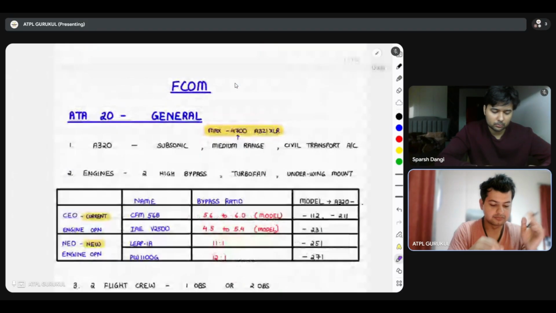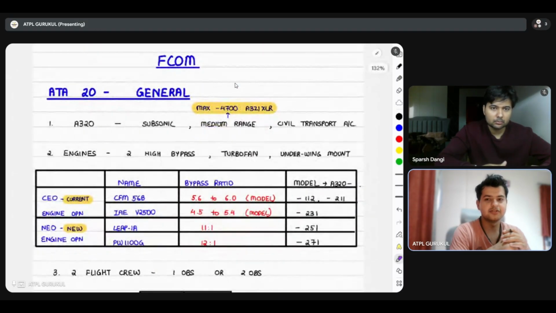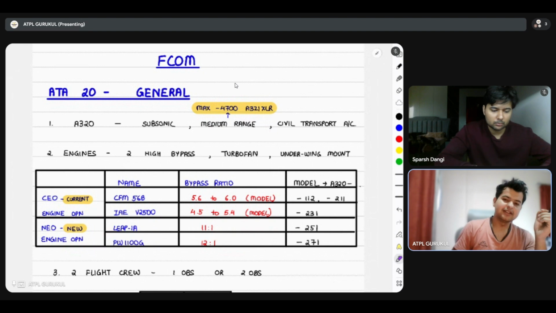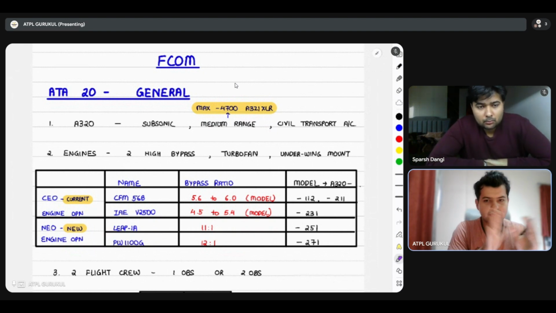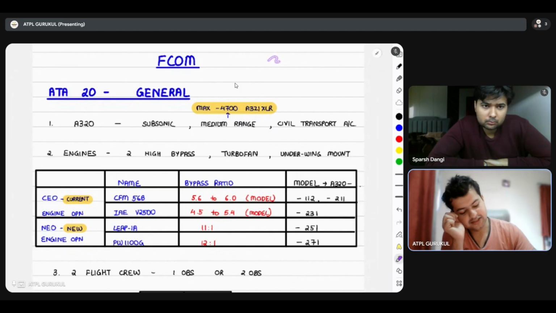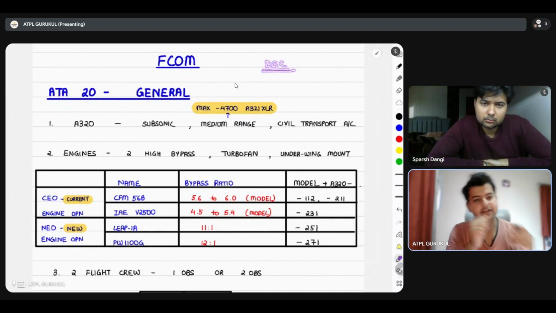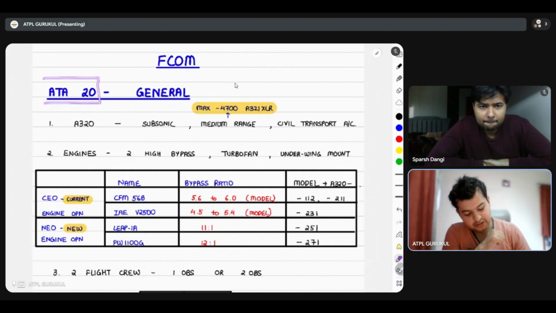Let's start with FCOM. I believe you have completed the first part through your CBTs that are provided to you, right? Great. Now let's start with FCOM. As briefed, we are in DSC, systems, system descriptions. The first chapter that we are going to study is ATA-20, that is aircraft general.